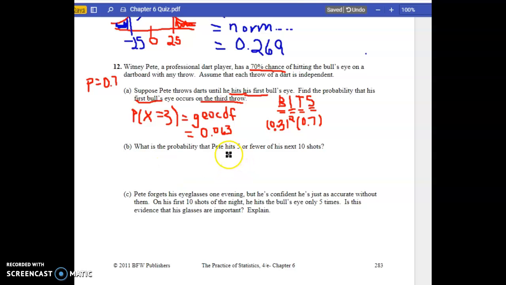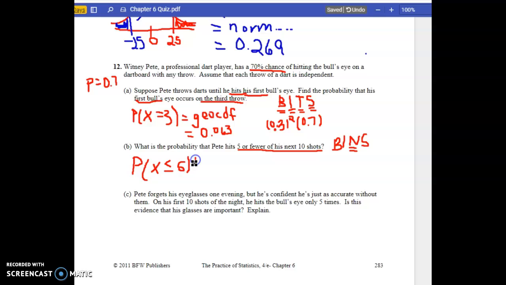B, what's the probability he hits 5 or fewer of his next 10 shots? Well, now this switches to binomial because there's a fixed number. No need to recheck the I and the S. Here you would just say this is now binomial because there's a fixed number of trials, and that's 10. So 5 or fewer, that means we're finding the probability X is less than or equal to 5.